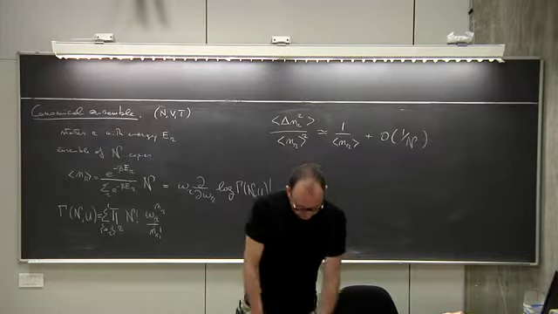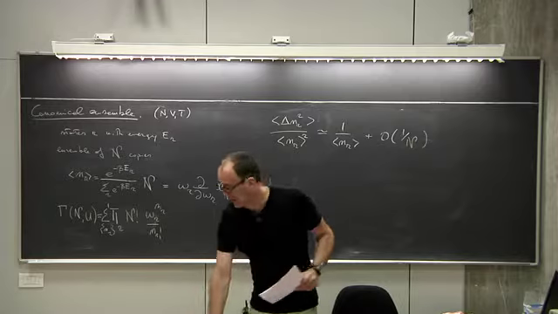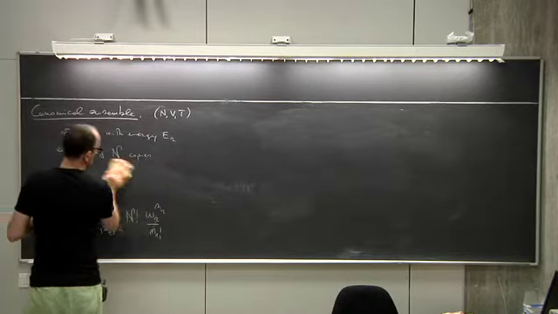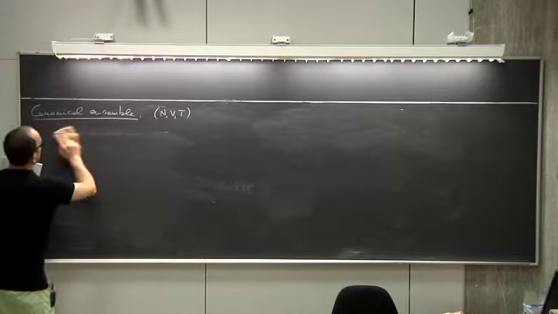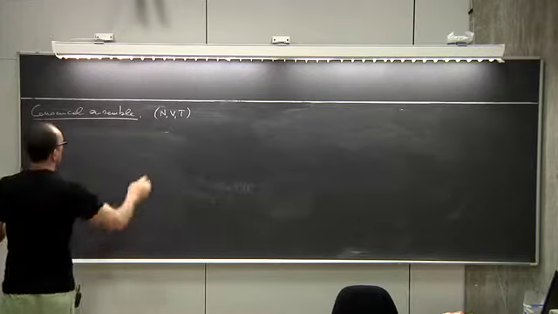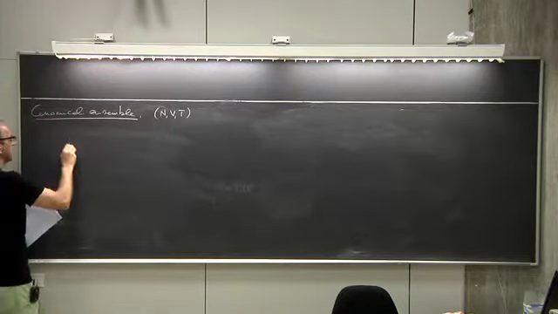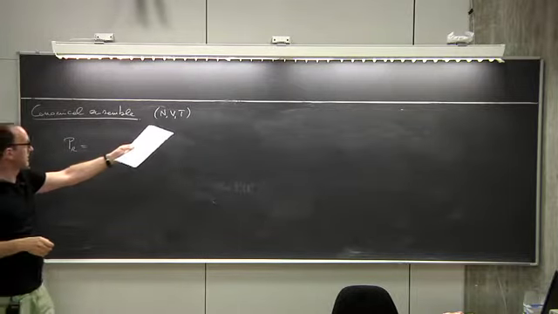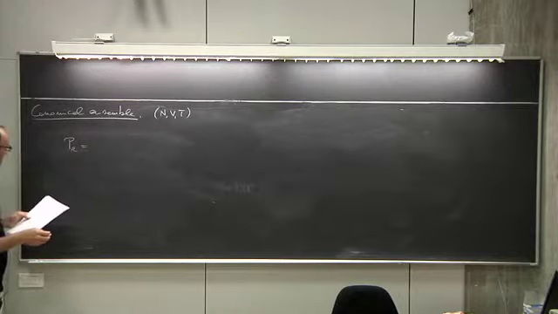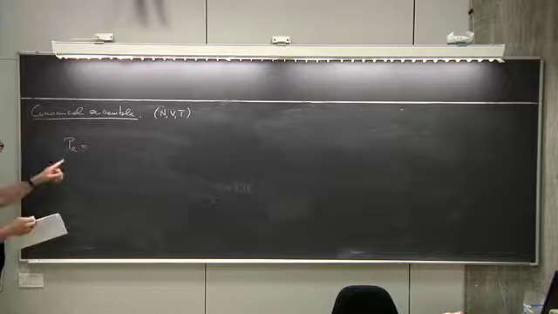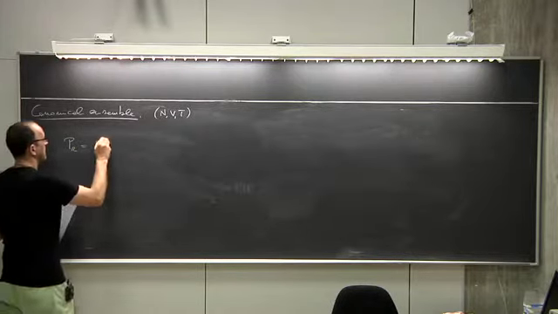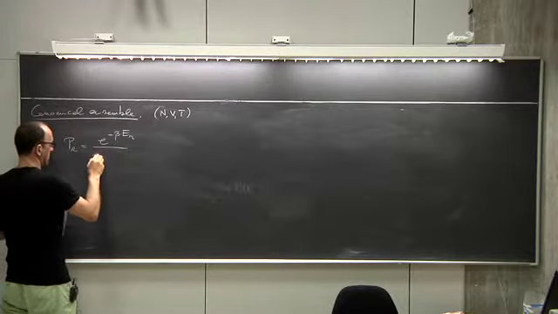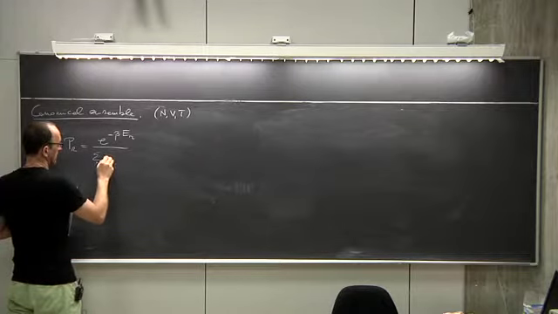Okay, so now we have found a way to, I hope I convinced you that for a system which is in equilibrium with another system at a certain temperature, the probability to find the system in a particular state R is given by e to the minus beta times E_R, times the normalization.